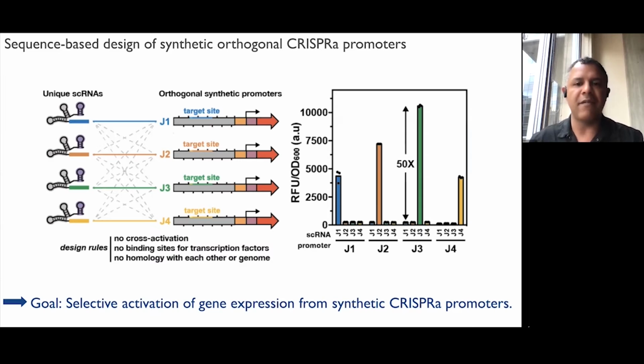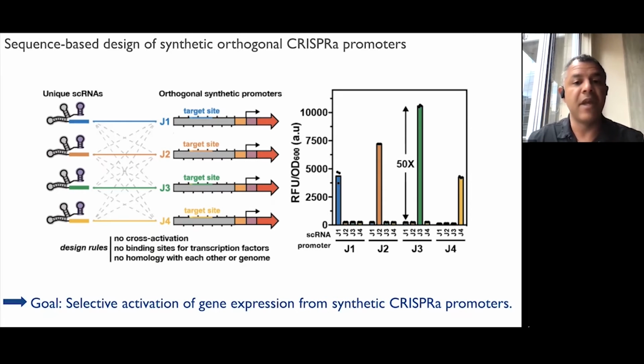So namely, we have a set of design rules. We want to build these promoters so that they are not cross-activated by one of the other scRNAs. We want to make sure that they don't have any binding sites for known transcription factors and that they don't have any homology to one another, to enhance genetic stability. So our initial set here contained 4 engineered or synthetic orthogonal promoters, and we got as much as 50-fold activation when we delivered the scRNA to the cell.